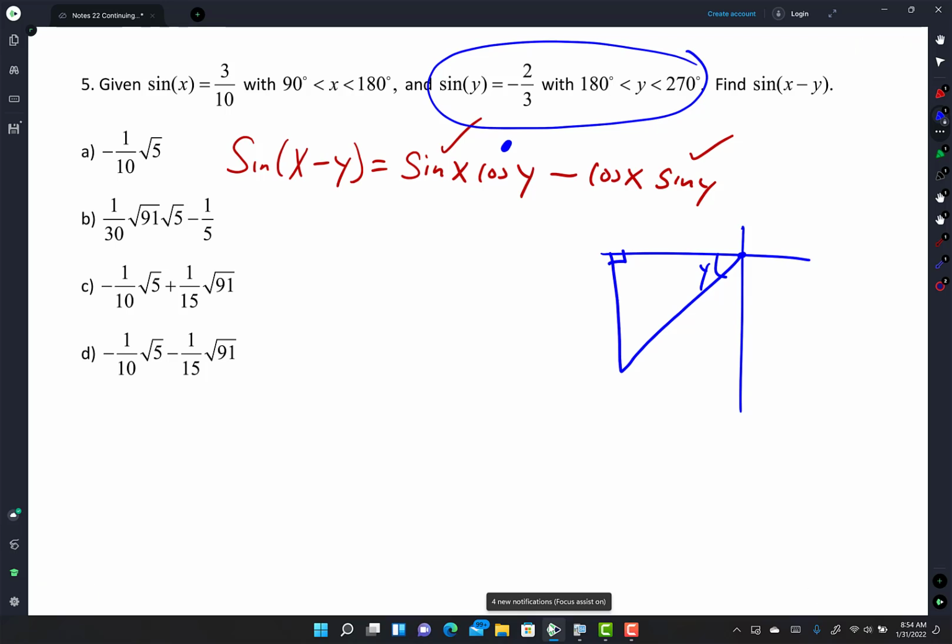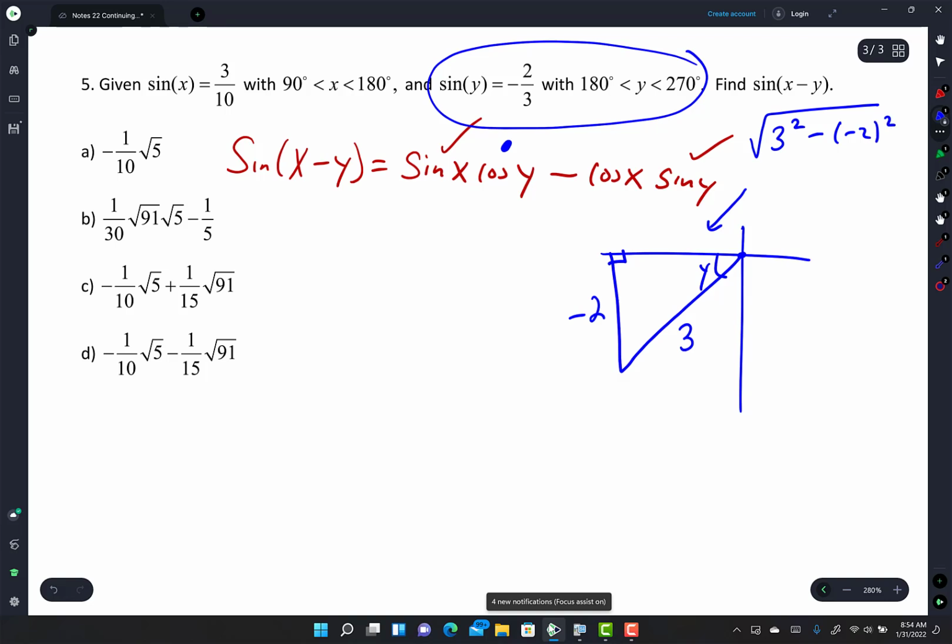So now, sine is negative. So this is the negative part. The hypotenuse is never negative. So I need to figure out this side. How do I do that? Pythagorean theorem. Square root of 3 squared minus negative 2 squared. So 3 squared is 9, 2 squared is 4, and 9 minus 4 is 5. So there's the square root of 5. So I write square root of 5.